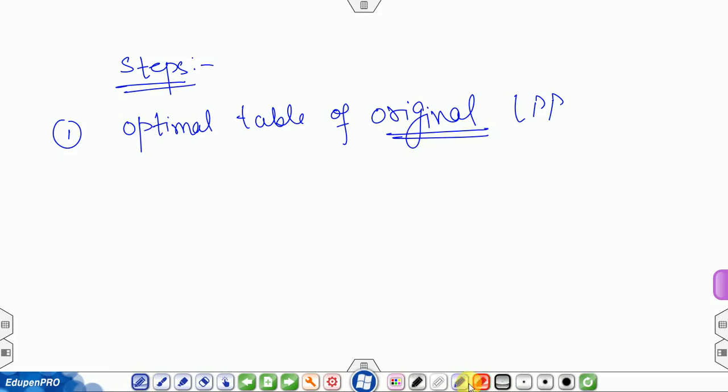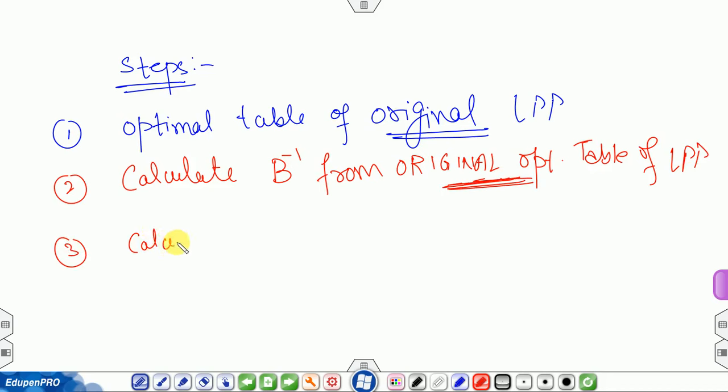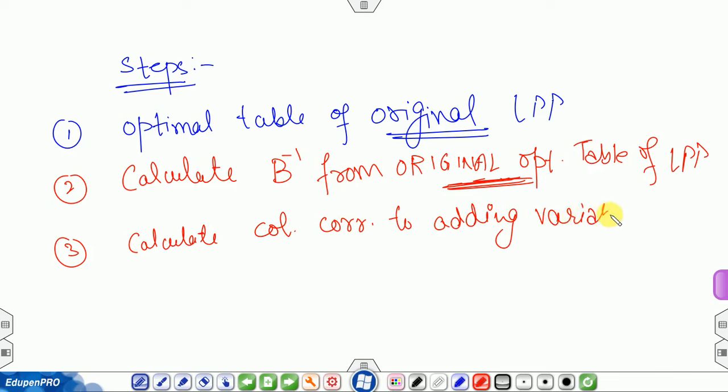What is the second step? Calculate B inverse from the original optimal table of the LPP. Always remember, this is the original optimal table. Once you have calculated this, then calculate the column corresponding to the added variable. So you have to add the column in the optimal table.